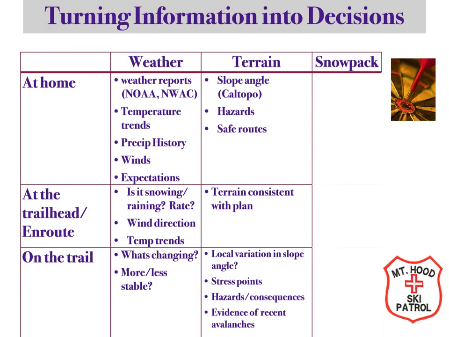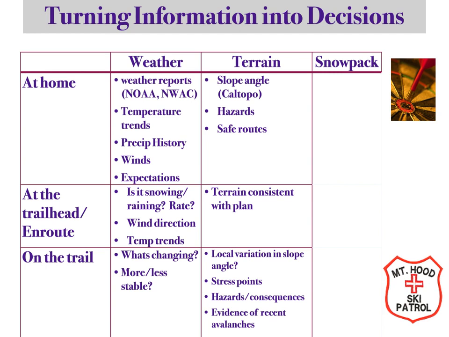So let's go back to our bullseye table and look at terrain factors. In our pre-trip planning, we can look at slope angles on maps with the aid of CalTOPO's slope angle feature. We can identify hazards such as terrain traps. We should also be combining our weather info with the map and identifying ridges that may be subject to wind loading. We should also be looking at potential safe routes of travel, avoiding the hazards we've mentioned here.